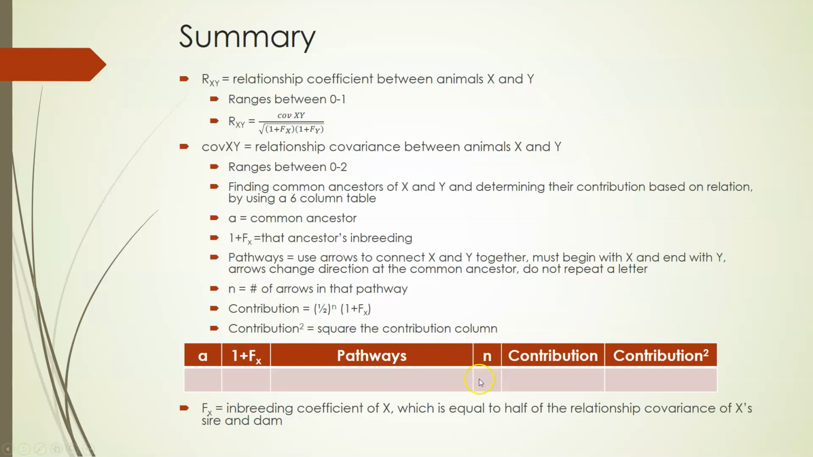N is simply the number of arrows that was in that pathway that you just wrote down. Contribution here is listed as half to the n power, which is the power you get, times 1 plus f of X, which is from this column here if there's anything in there besides 1. And then contribution squared is this column squared, and we would use that later for standard error. And then lastly, the last thing you need to calculate relationship coefficients is going to be f of X and f of Y. So just one example down here, f of X is equal to the inbreeding coefficient of X, which would be half of the relationship covariance of X's sire and dam. I don't have their sire and dam listed here, so you can refer back to the previous slide if you want to. That is relationship coefficients in a nutshell.